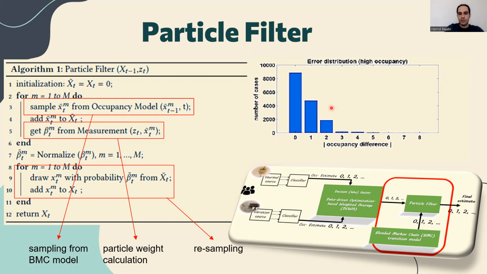One example of such a distribution based on our data is shown here in this histogram. And then the final step is the resampling, where we draw with replacement from the particle set, proportional to the weight. And then this new particle set is the desired one to determine the final occupancy of the room at each time step.